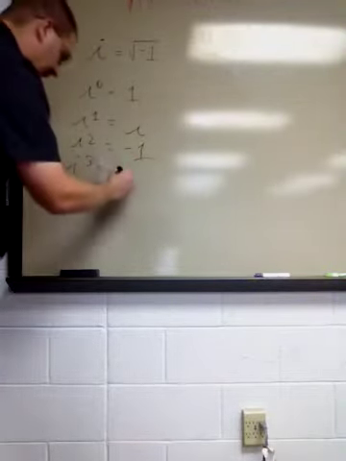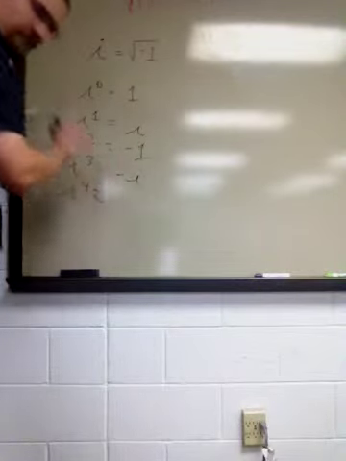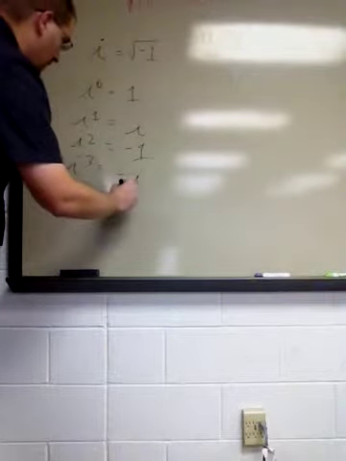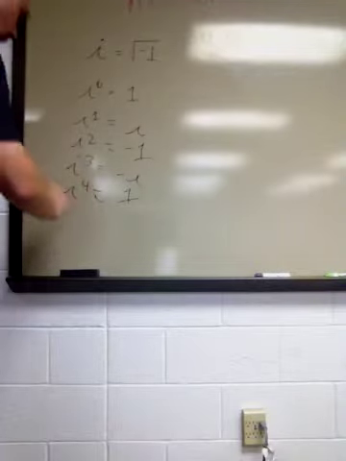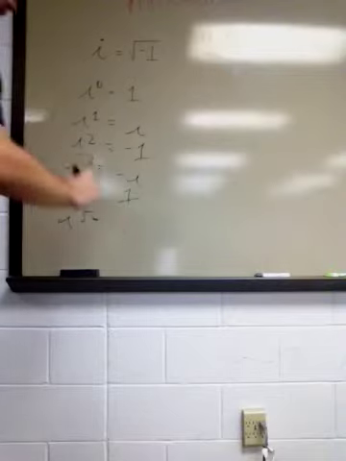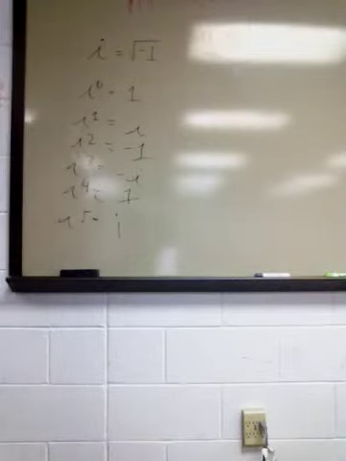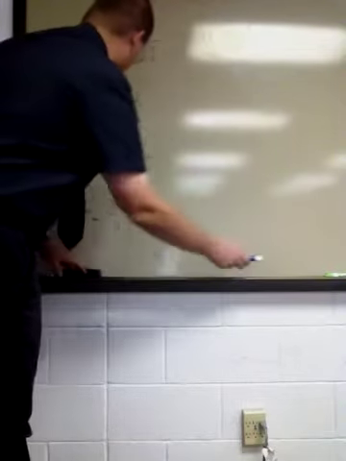Let's go i cubed. Well, that's just -i. And let's go i to the 4th. That actually gives me 1. Interesting. Let's take it one more. i to the 5th equals i. Is there a pattern emerging here? And hopefully it should become obvious.